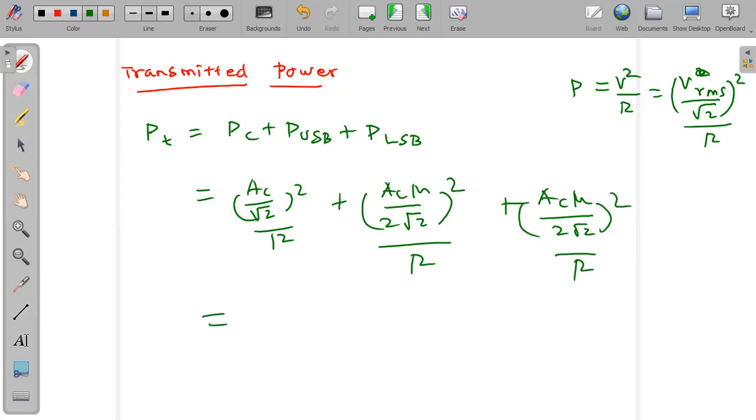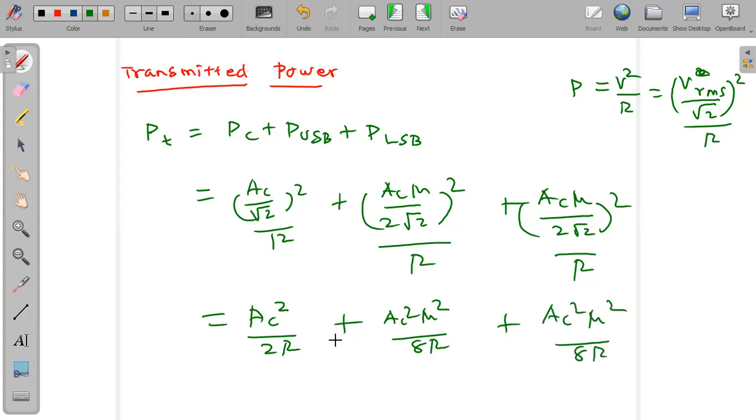So for total Ac square by 2R plus in the side component Ac square mu square by 8R plus in the side component Ac square mu square by 8R. So இப்போ இது ரெண்டையும் கூட்டணும்னா, ரெண்டு side components கூட்டணும்னா Ac square mu square by 4R. So lower sideband, upper sideband. So this is upper sideband and this is lower sideband and this is carrier, right?